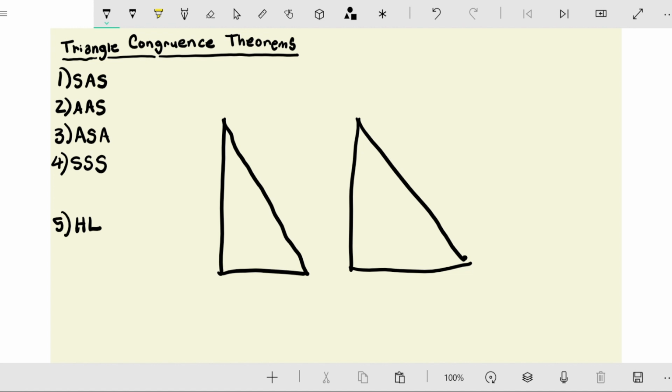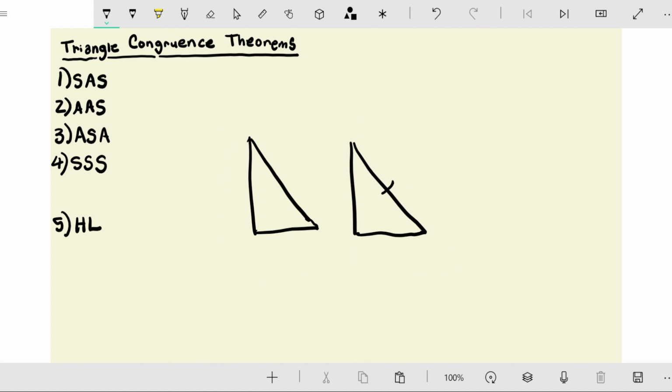So basically, for HL to work, to prove two triangles congruent, the two hypotenuses have to be congruent, and at least one leg. Leg means side, basically. So either this or this side has to be congruent. And let's say that these two hypotenuses are congruent, and the bases are congruent. So we can prove that these two are congruent by HL.